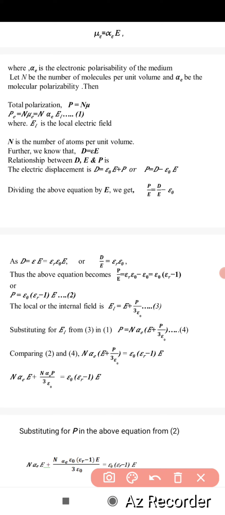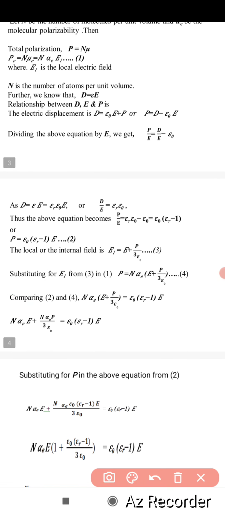In equations 2 and 4, the left hand side is the same, therefore the right hand sides are equated. We get N alpha into E plus P divided by 3 epsilon naught is equal to epsilon naught into epsilon r minus 1 into E. Next, N alpha is multiplied inside the bracket. We get N alpha into E plus N alpha into P divided by 3 epsilon naught, which is equal to the same right hand side.